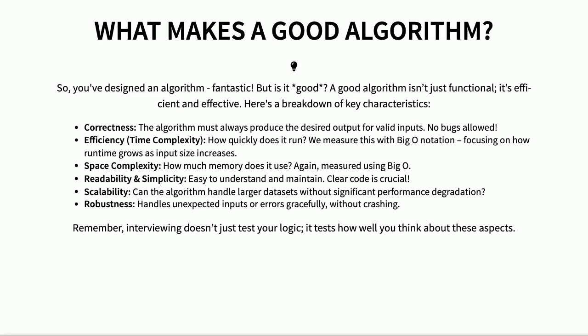Okay, so after writing up your algorithm, it's really important to step back and ask yourself, is this actually good? There are a few key things to consider. First off, it absolutely has to be correct, meaning it gives you the right answer every time for valid inputs. Then we need to think about how fast it runs. That's called time complexity, measured using something called Big O notation. Similarly, we want to keep an eye on how much memory it uses, which is space complexity.